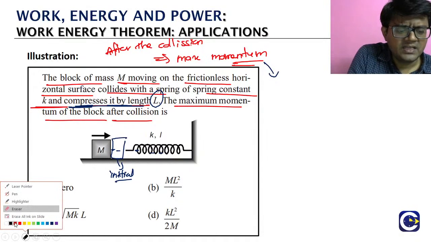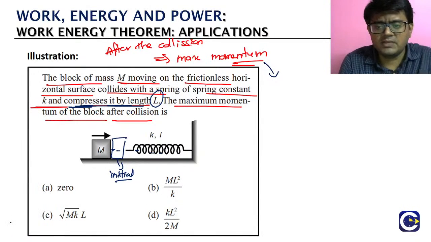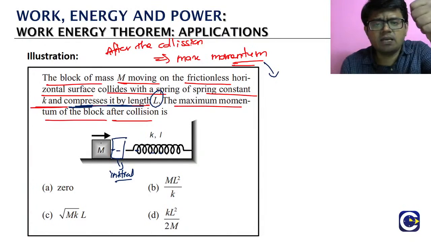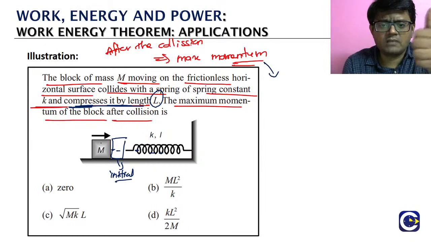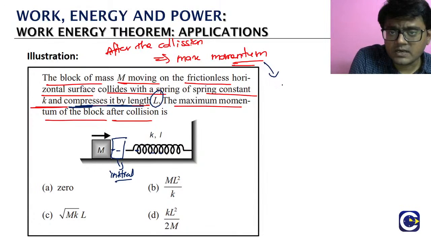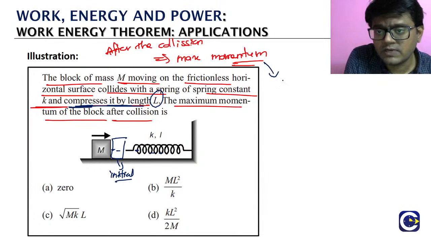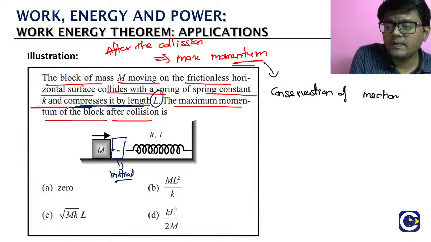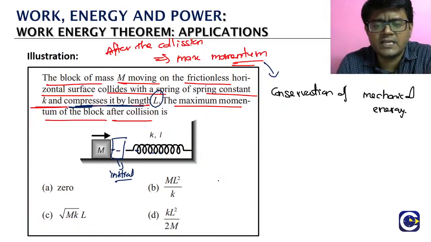Now, as in the previous problem, look: the work done by the normal reaction will be 0, because the normal reaction is upwards and the motion is along the horizontal surface, so the work is 0. There is no friction. Which means the work done by the non-conservative forces and other external forces is 0, so we can apply the conservation of mechanical energy principle. It is the same as the previous problem, but here we have to calculate a different term.